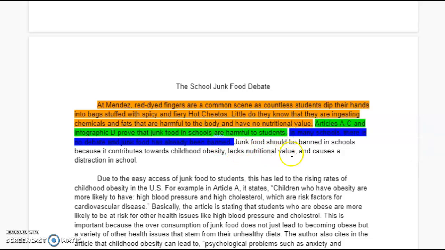Okay, junk food should be banned in schools because it contributes towards childhood obesity, lacks nutritional value, and causes a distraction in school.